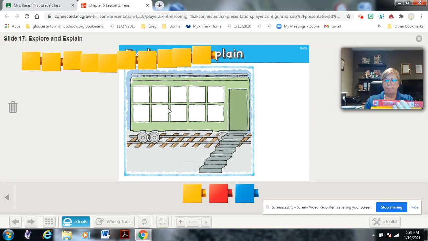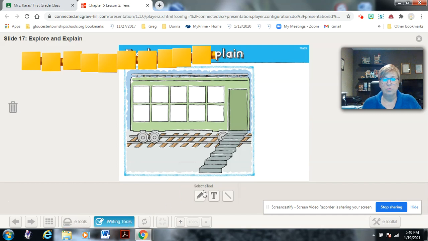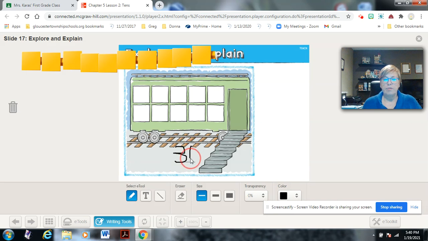10, 20, 30. 30 little trading cards. Okay, so let's print our answer. Get my writing tool. And we're going to print the number 30 right here. Because when you've done this 3 times, you will have 30 little trading cards together.